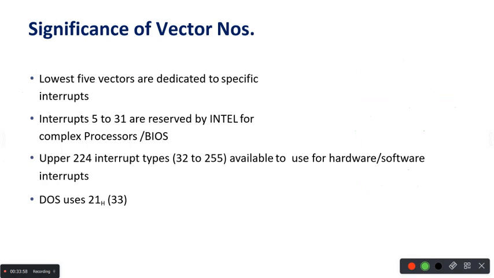Vector 0 is reserved for some specific purpose. Vector 1 is reserved for some specific purpose. So vector numbers from 0 to 10 may be reserved for some tasks. That's the significance of vector numbers. The lowest 5 vectors are dedicated to specific interrupts. When I said that you have interrupts from 0 to 255, nothing is in your hand. You cannot take them as you wish.